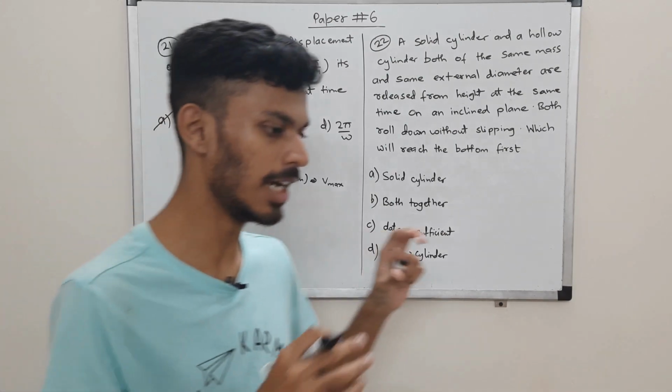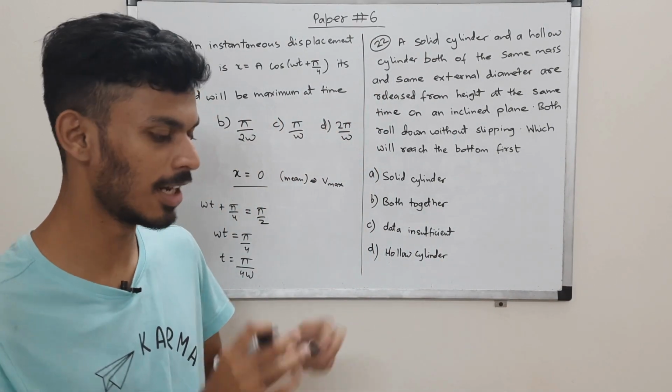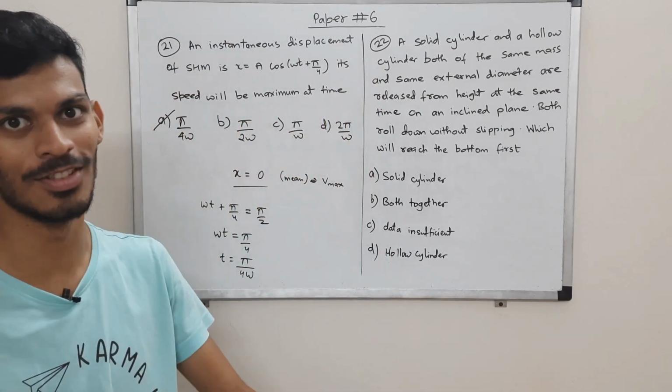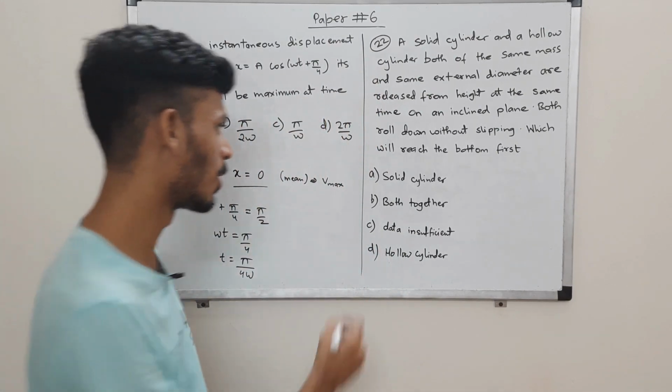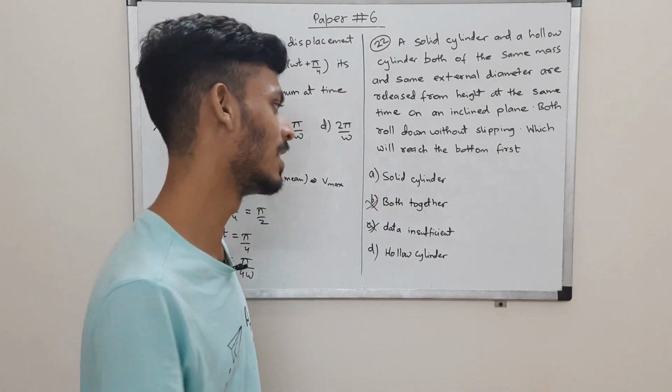They are released from a height, so they will be rolling down some incline. They are released simultaneously. You are supposed to tell which one will reach the bottom first. And actually it's not both together, neither is it data insufficient. Try to guess it if you can.